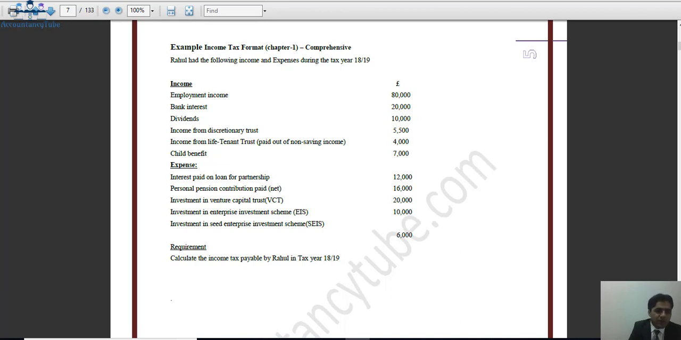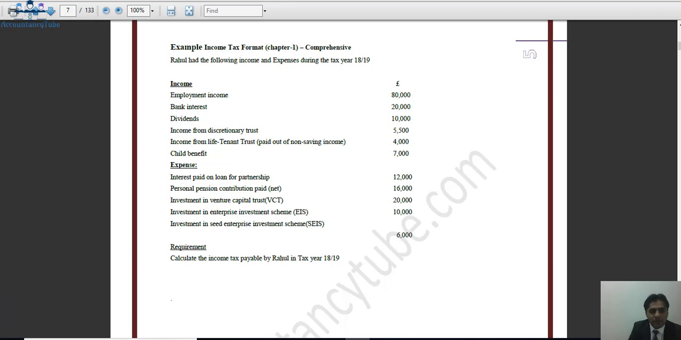After that, some expenses are given. Interest paid on loan for partnership, it is qualifying interest, so it will be deducted out of the net income just before the personal allowance. Personal pension contribution, the net amount is given, we'll have to gross it up. We will use this because, one, we will enhance our basic rate and higher rate band with the gross amount of the personal pension contribution. And another thing is that this amount will be used in order to see if the reduced personal allowance will be applicable or the full personal allowance will be given. Okay, so the two reasons for this.